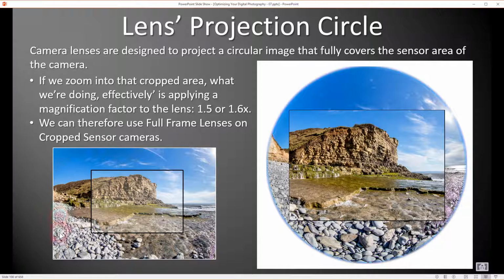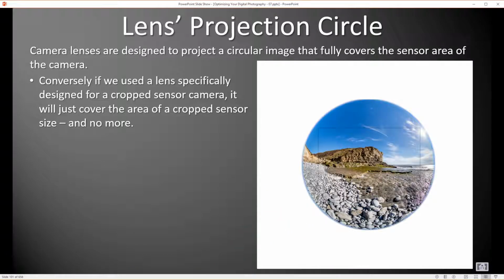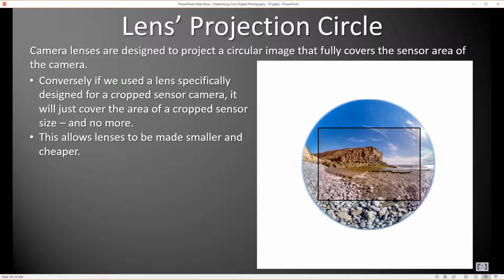Okay, so there's the full frame image from the full frame lens, and that's the portion that we're seeing with a crop sensor, which is that area there. Conversely, if we use a lens specifically designed for a crop sensor, it will just cover the area of a crop sensor and no more. So here we have the circular image produced by the lens, here we have the crop sensor, and it just encompasses the entire sensor. Okay. This allows lenses to be made smaller and cheaper generally.